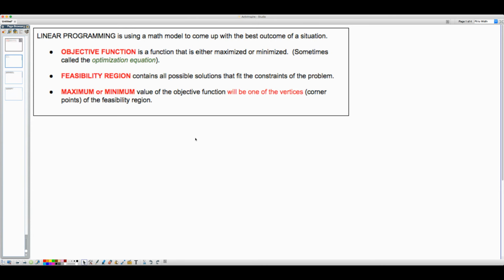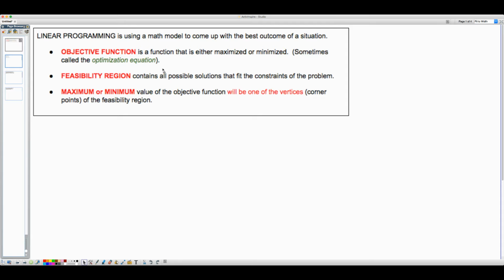Linear programming is where we model a situation with an objective function, sometimes called an optimization equation. You'll have certain restraints, or constraints, that give you a feasibility region on a graph. Any of the points inside the feasibility region could satisfy the constraints, but usually you're looking for a maximum or a minimum of the equation.